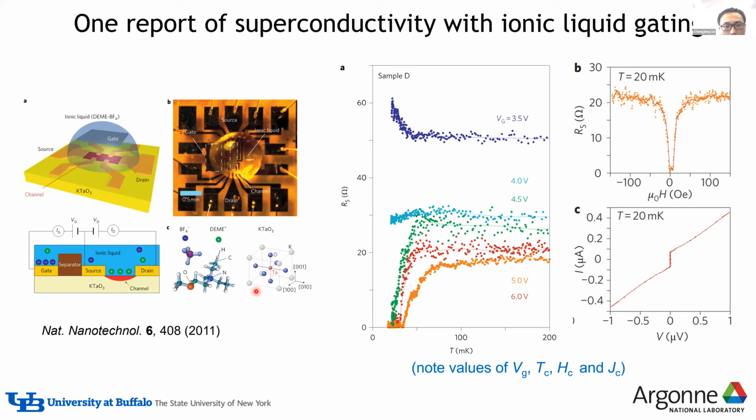However, there was only one report of evidence of superconductivity in KTO, which was done using ionic liquid gating on the KTO 001 surface. In this measurement, a quite large gate voltage was applied, as high as 6 volts. The resulting superconductivity was quite weak, only about 50 millikelvin. The critical field as well as the critical current were also quite weak.